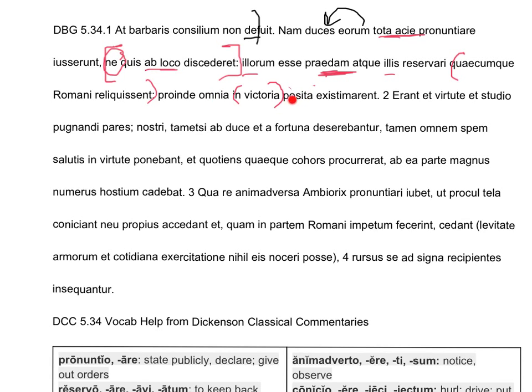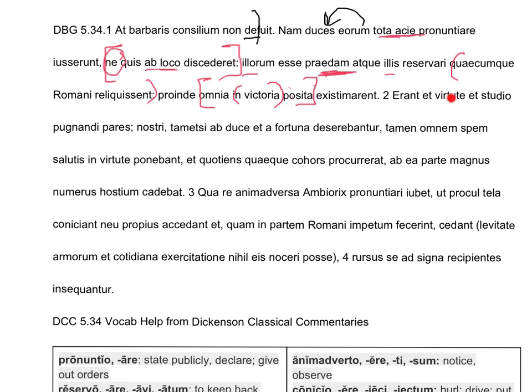This is really posita esse, because this is itself an indirect statement dependent upon existimarent, right? Because existimarent is a knowing verb. So they estimate that all things are placed in victory. So this is posita esse, because that is the form of the passive infinitive, posita esse. All things have been placed in victory.